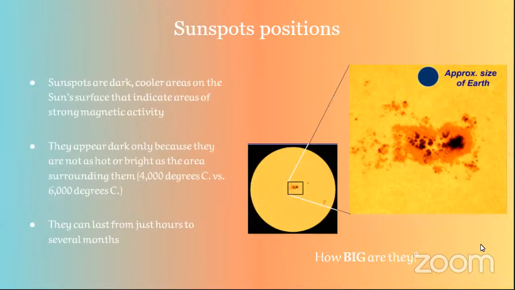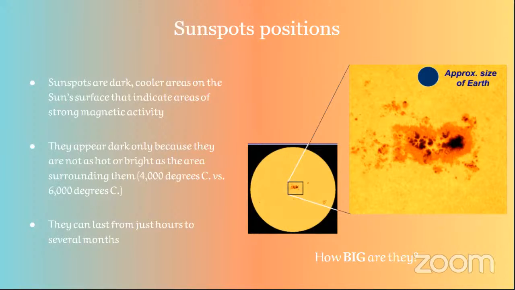Before learning how to calculate sunspot positions, we need to recap some of the information that was mentioned in our previous session and consider more information. So why do sunspots appear darker than the rest of the sun's surface? Well, sunspots appear darker because they're about 2000 Celsius degrees cooler than the rest of the sun's surface, where the temperature is about 4000 Celsius degrees and the sun's surface is about 6000 Celsius degrees.